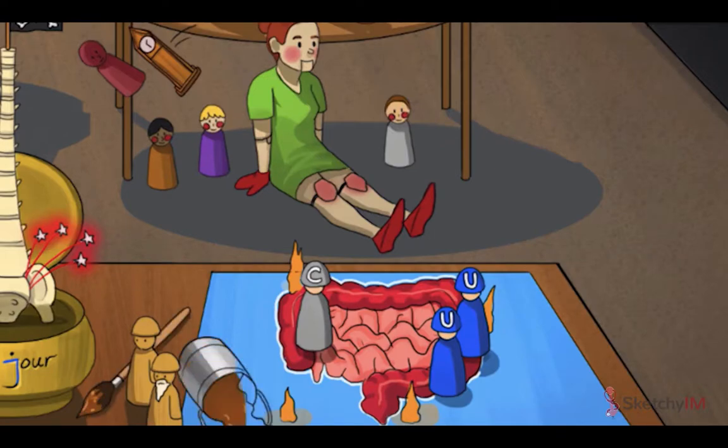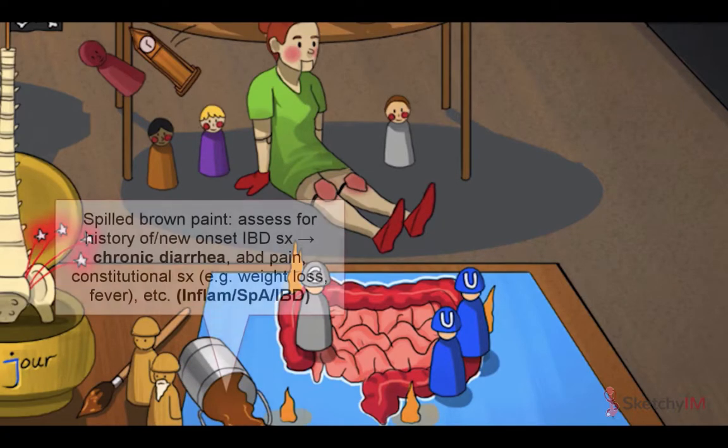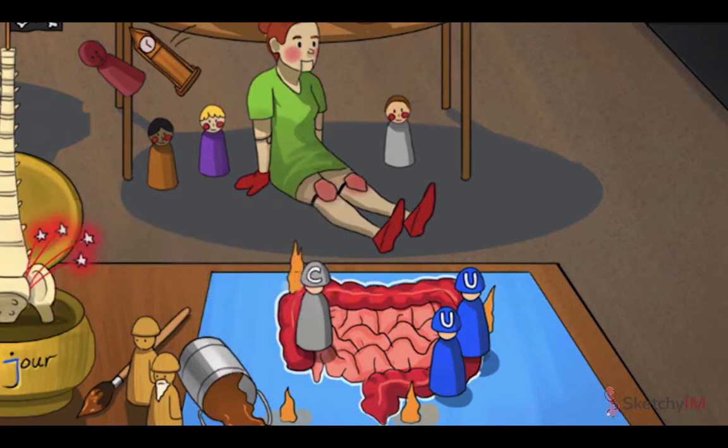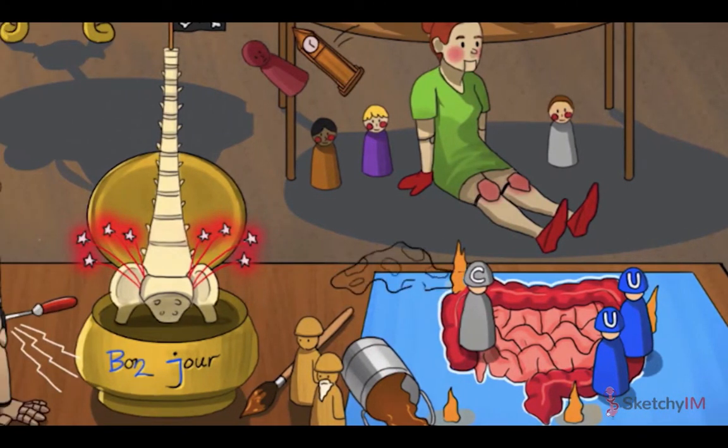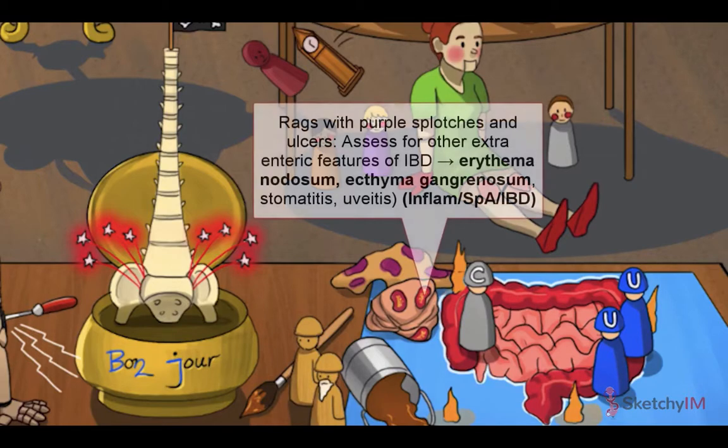Patients with spondyloarthritis and no documented history of IBD who develop chronic diarrhea, abdominal pain, weight loss, fevers, and/or anemia should be referred to a gastroenterologist for a complete IBD workup. Assess for other extraenteric features of IBD, such as erythema nodosum, pyoderma gangrenosum, stomatitis, or uveitis.